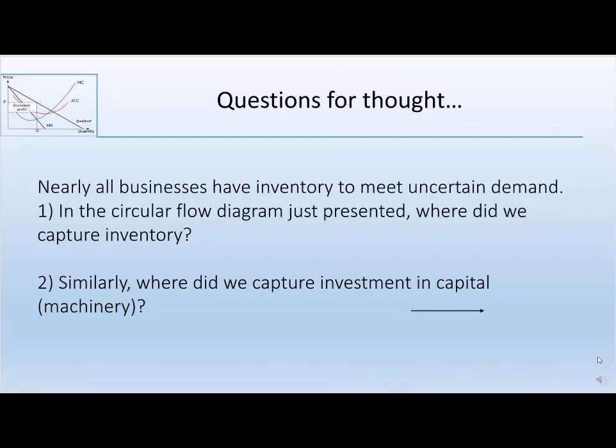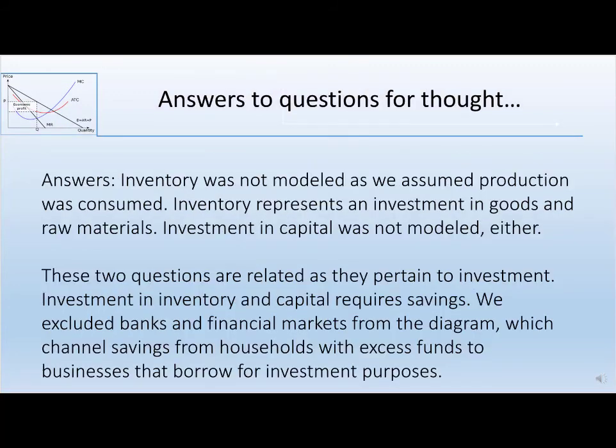So, some questions for thought. Nearly all businesses have inventory to meet uncertain demand. In the circular flow diagram just presented, where did we capture inventory? And similarly, where did we capture investment in capital, which is machinery? It turns out that the answers are related to each other. Inventory was not modeled as we assumed production equaled consumption. In other words, what was produced in one period, whatever period of time we were looking at, is consumed. So there was no inventory.